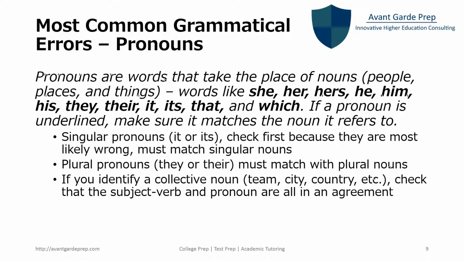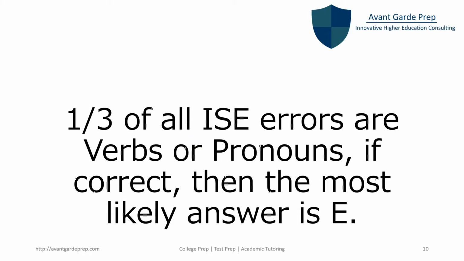And if you see a collective noun in the sentence like team, it is made up of a group of people, but it acts as one, so it's a singular noun. Check that the subject, verb, and pronoun are all in agreement. It should all be singular. Okay, 1/3 of all ISE errors are verbs or pronouns. So if those 2 things are underlined and they're correct, then most likely your answer is going to be E.